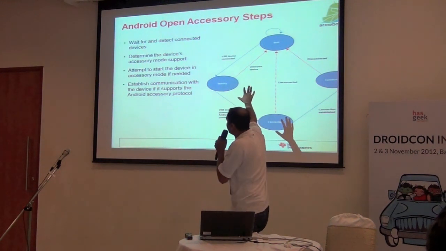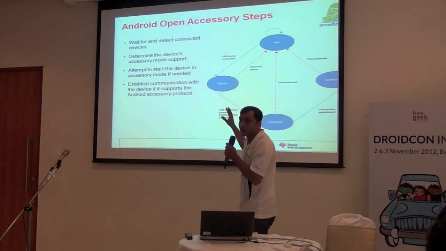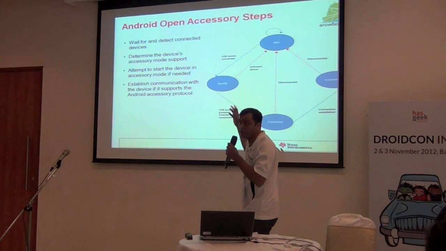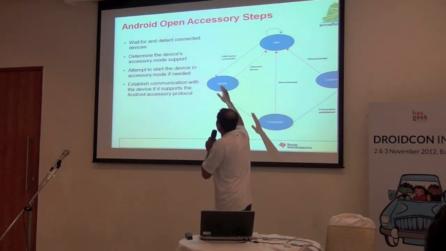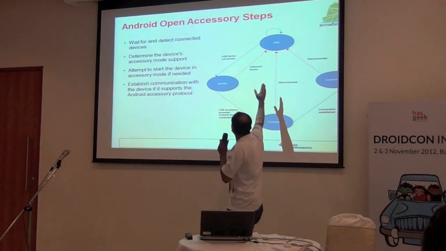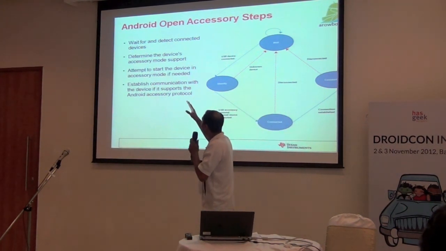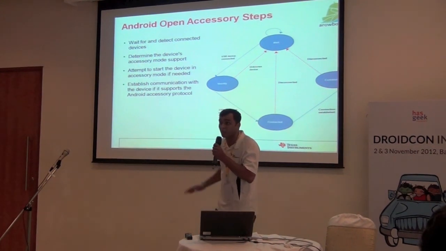So these are the steps performed by the accessory to detect an Android phone in accessory mode and to launch an app. First, the accessory has to wait and detect connected devices. So it will wait and detect connected devices. After that, it has to determine whether the device supports accessory mode or not.